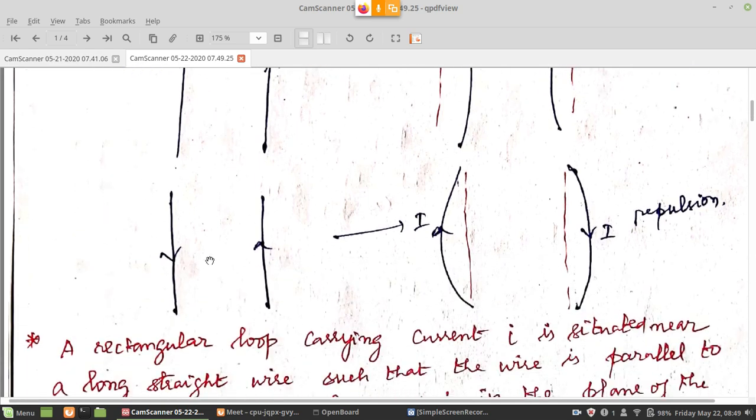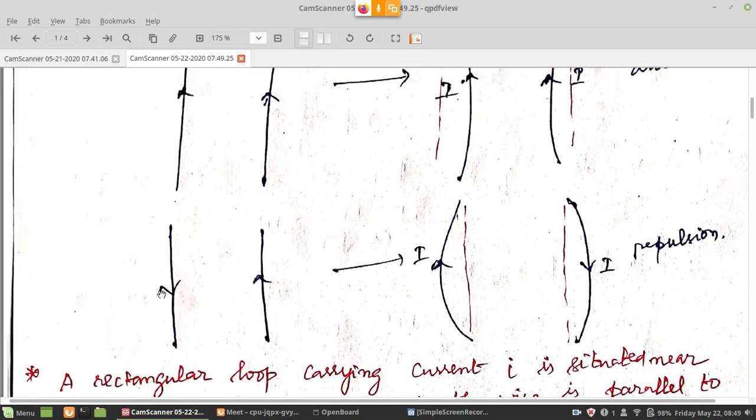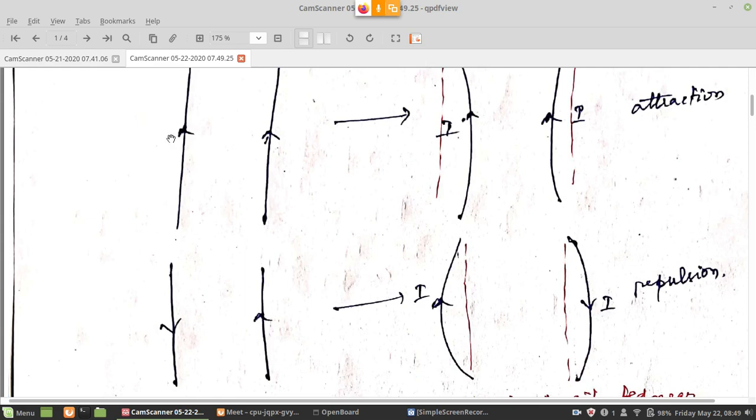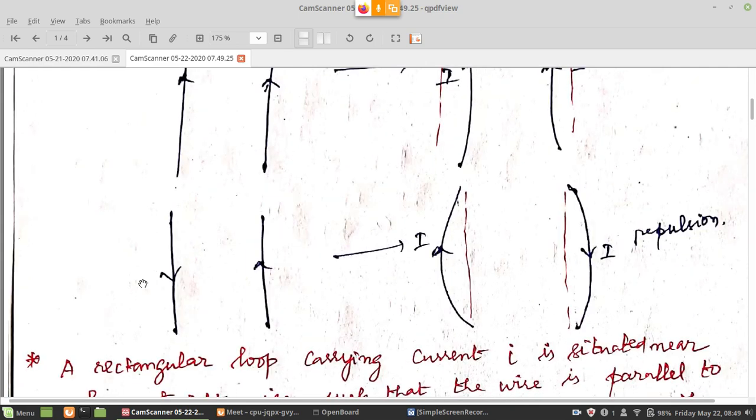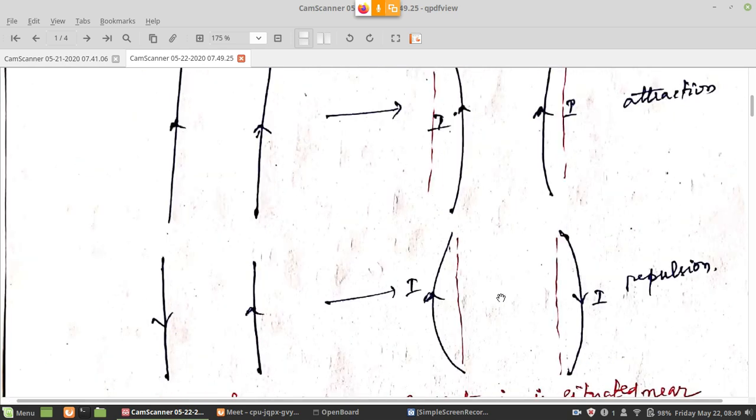On the other hand, for the same two parallel wires, if the currents are in opposite directions, see here both currents are upwards, here one current is downward, one is upward. So the currents are in opposite direction, therefore the mutual force will be repulsive. So this is opposite to charges.